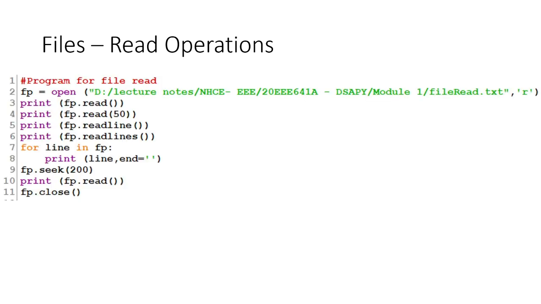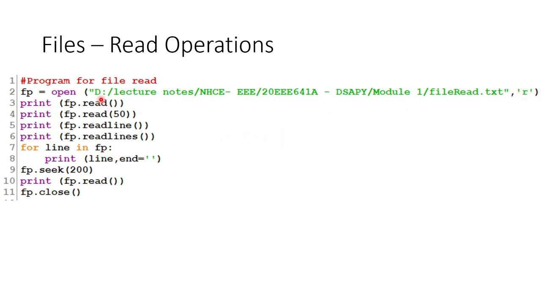Let's see what are the commands that we have to use while reading a file. To read a program from a file, first we need to open the file. We open a file by using the open function, and within brackets we specify the path of the file, followed by the mode of operation. The mode of operation here is read, so R is used to specify the read operation.